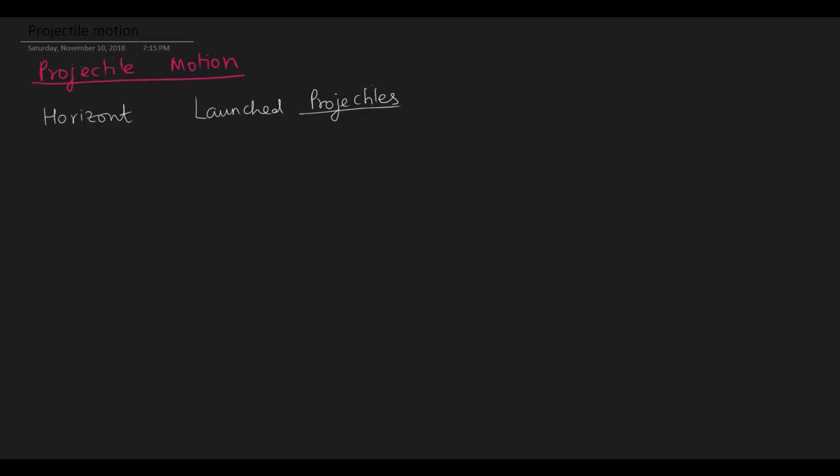Let's take a look at projectile motion. In particular, we are going to pay attention to horizontally launched projectiles. Before that, let's recall that projectile motion is two-dimensional motion made up of horizontal and vertical motion. So the key understanding of projectile motion is that you can analyze this two-dimensional motion as two independent one-dimensional motions. That means the horizontal motion and the vertical motion can be analyzed independent of each other.